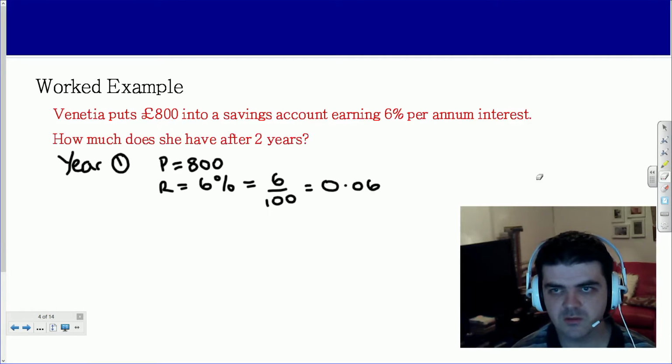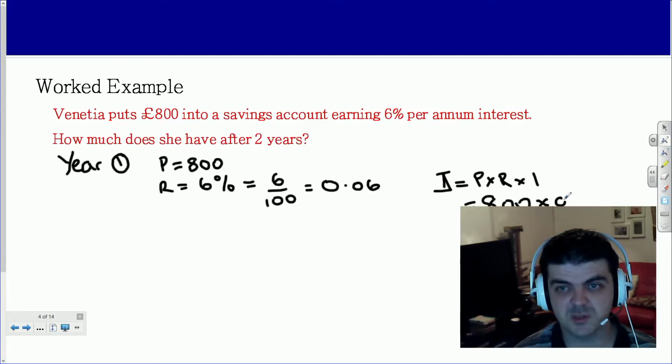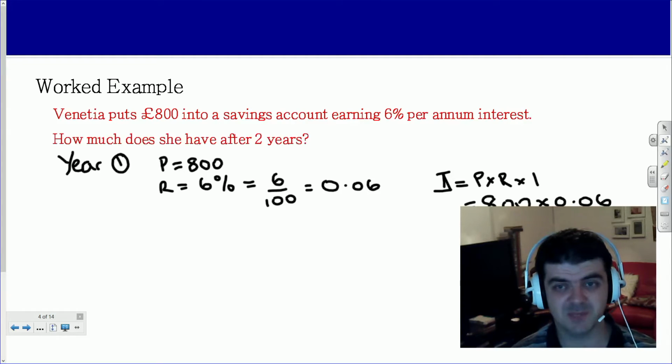There we go. There's our rubber. Go back to our pen. Okay. I equals P times R. And the time is 1, like I said. So your principal sum is 800. We're going to multiply that by 6 or divide it by 100 or just multiply by 0.06. And if you're working with your calculator, I would stick to the decimal. It's much easier. And if I pop that into my calculator, 800 times 0.06, I should get £48. So at the end of year 1, on the £800, I've gained £48.